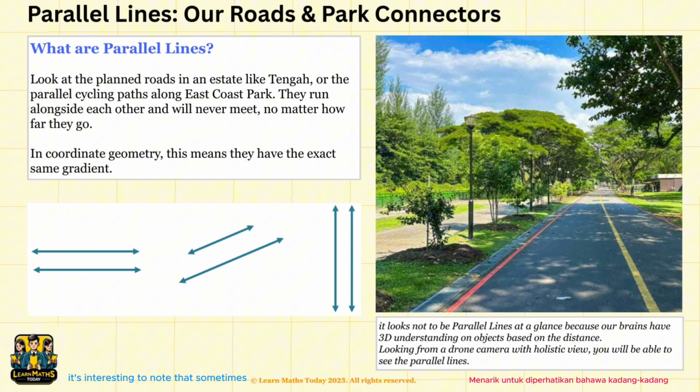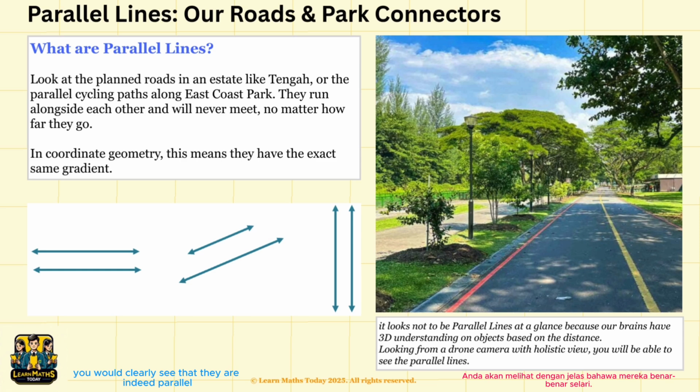It's interesting to note that sometimes, when you look at real-life roads or paths from a ground-level perspective, they might appear to converge in the distance due to how our brains interpret a 3D world. This is a common optical illusion. However, if you were to view them from a drone camera, with a perfectly top-down holistic view, you would clearly see that they are indeed parallel. It just highlights how math helps us understand true relationships beyond what our eyes sometimes perceive. So the key takeaway here is simple and crucial. Whenever you hear parallel lines, immediately think same gradient.